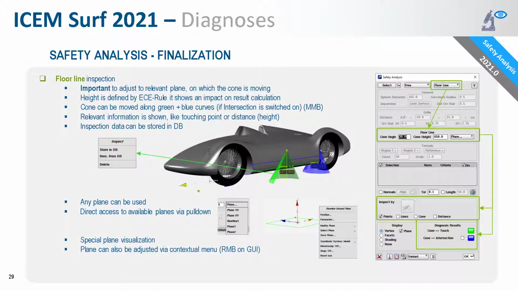Next is floor line analysis. The specific criteria can be seen here, grayed out if we choose ECE26, or we can define our own with the free option. What we're interested in is where the cone will touch the vehicle based on a specific plane. Previously, we could only pick planes parallel to the Z-plane, but we were asked to allow the selection of any plane. So now in ICEMSurf2021, we can choose any plane from this drop-down list.